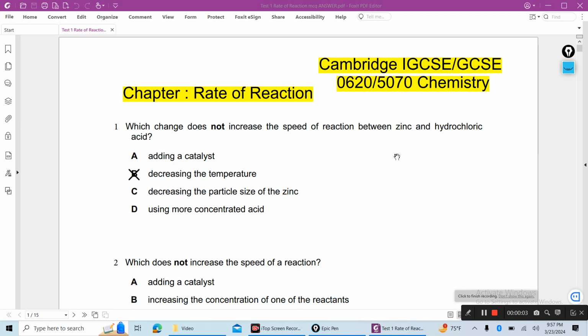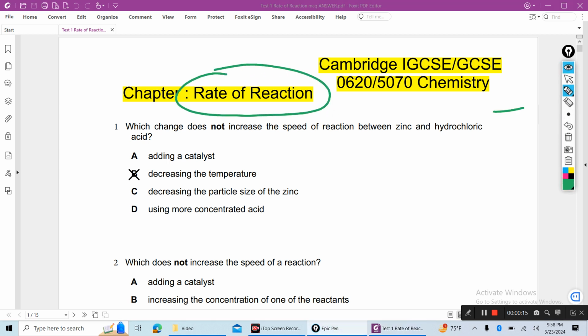Hello students, now I am going to discuss some MCQ questions on rate of reaction. This is important for Cambridge IGCSE chemistry and Cambridge GCSE chemistry.